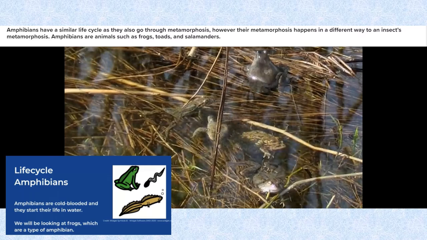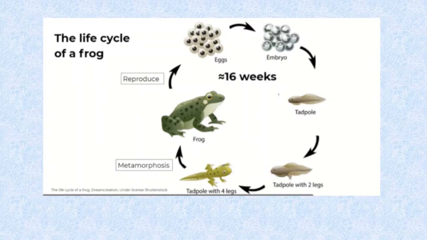But of course, with frogs, they do have to spend a lot of their time in water, otherwise they will dry out. So they can come onto land as well. They are cold-blooded, just like insects, and they always start their life in the water. Let's have a closer look at some frogs, which are a type of amphibian. So here's the life cycle of a frog. And to go from an egg to an adult takes around 6 weeks.